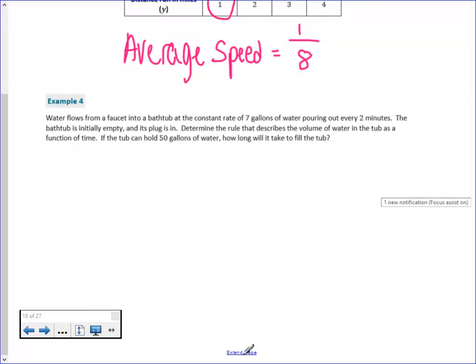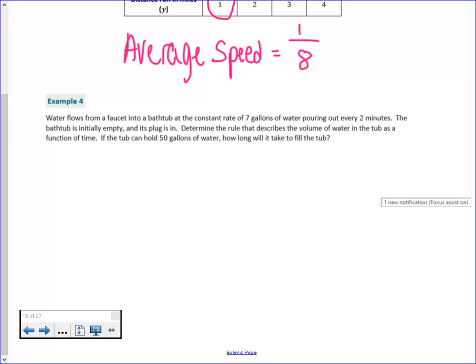Okay, moving on to example 4. We're going to get to examples where you actually have to do some work here. But first, it says, water flows from a faucet into a bathtub at a constant rate of 7 gallons of water pouring every 2 minutes. The bathtub is initially empty and the plug is in. So what it means is when you turn the bathtub on, all the water is going to stay in the bathtub.